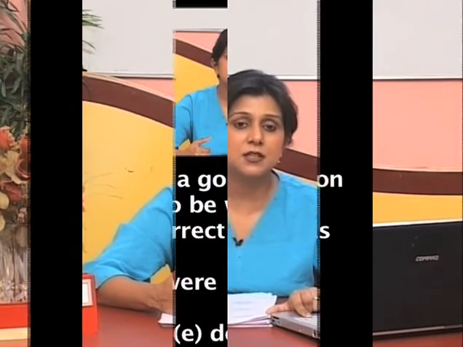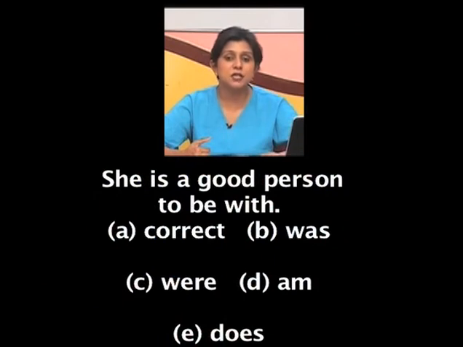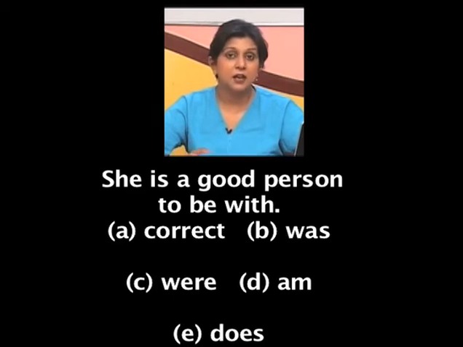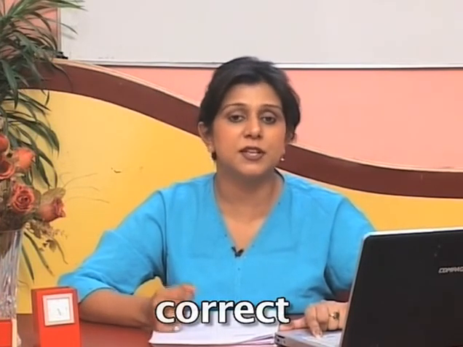The next sentence is, she is a good person to be with. She is a good person to be with. Is it A, correct? Does it require B, which is was? Or C, were? D, am? Or E, does? You're right, it's absolutely correct. She is a good person to be with.